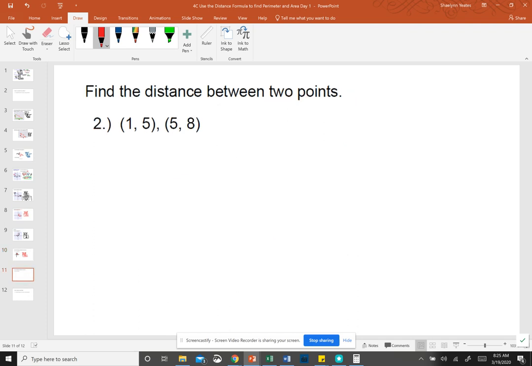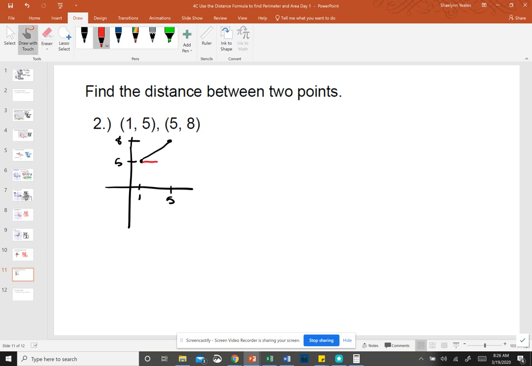All right, this is our last problem for today. So we're going to find the distance between these 2 points. Again, I really like to sketch these. So this one's over 1, up 5. That's great. This next one's over 5, 1, up 8. So here's the first point. Here's the second point. So there's my thing.